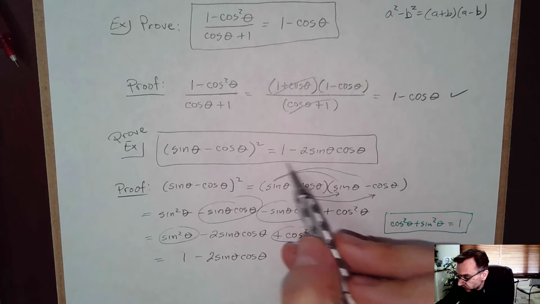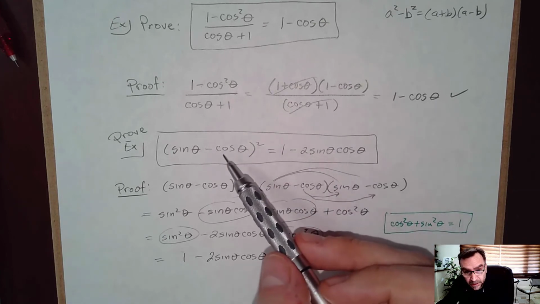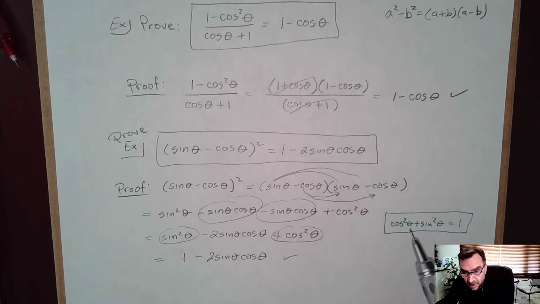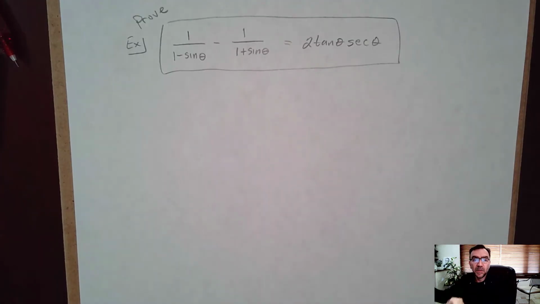In any case, that's what we were trying to prove. So all I did was FOIL this out, make the Pythagorean identity replacement, and I made the proof. Awesome. Okay, so now for our last example, it's a little more complicated.